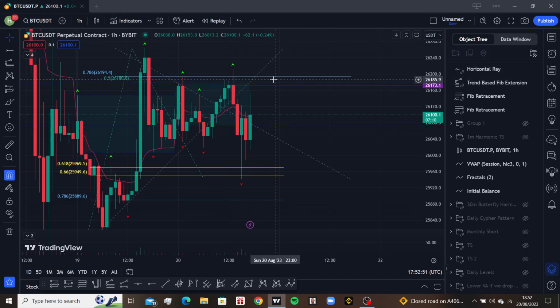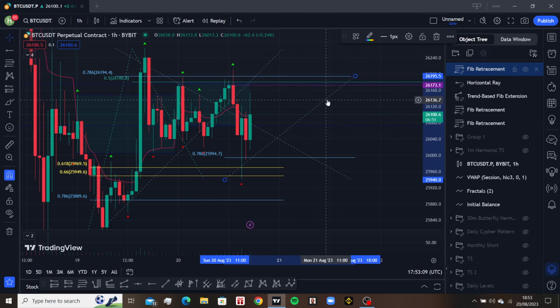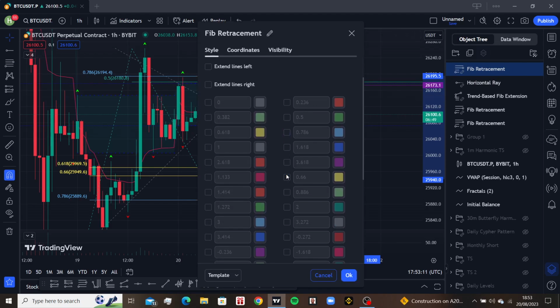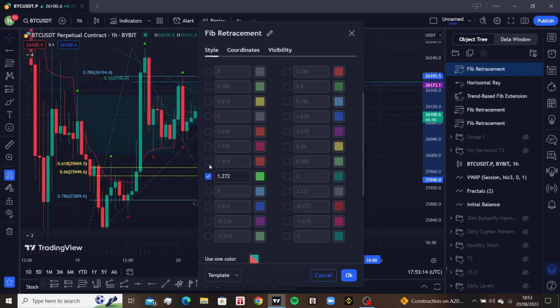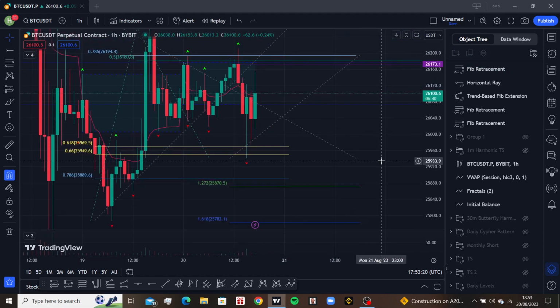The next thing that we're going to look for is our D. Again, we get our fib retracement from the bottom of B to the top of C. Say for argument's sake, it's around here. Double click this, and then we're going to want the 1.272 and the 1.618. As you can see, the fib retracement from X to A, I put the 786 there. These two are close together.